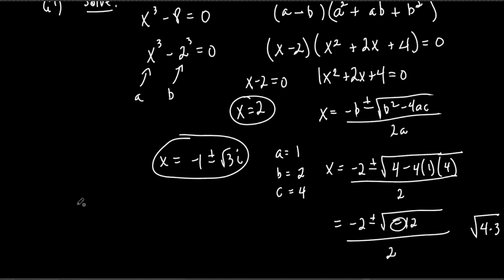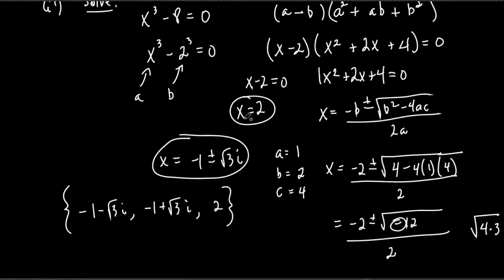Now, again, if you look in the book, remember they write it in a set notation. I'm not really sure what order they put it in. They might put negative 1 minus the square root of 3i, comma, negative 1 plus the square root of 3i, comma, and then they'll put a 2. So this is probably how the book writes the answer.